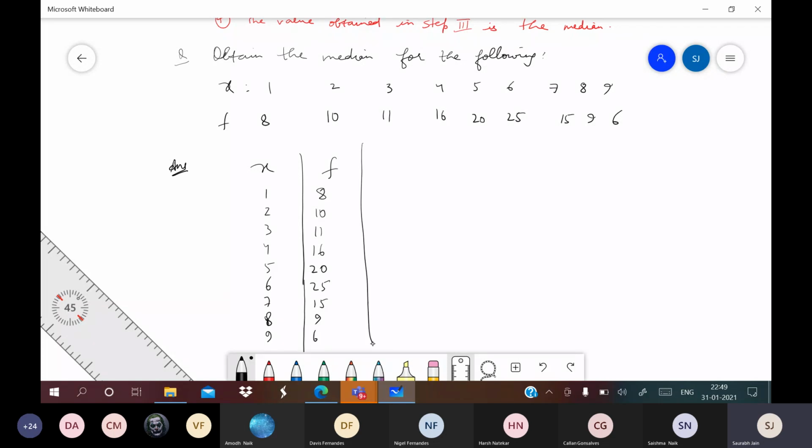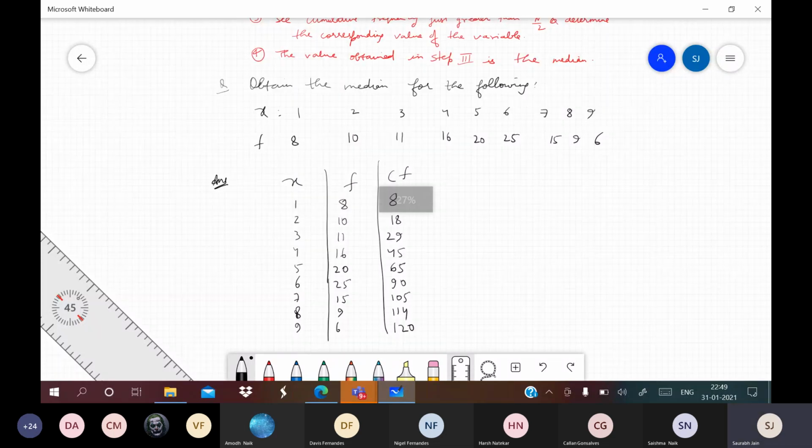Now you draw the table of cumulative frequency. What happens? If you remember, first frequency will be written directly and after that it starts accumulating. Cumulative. Add the previous also. So 8 is the previous one, 10 is this, 18. Then 18 plus 11, 29. 29 and 16, 45. Like this, you go on adding. Then 65, then 90, then 105, then 114, and finally 120.